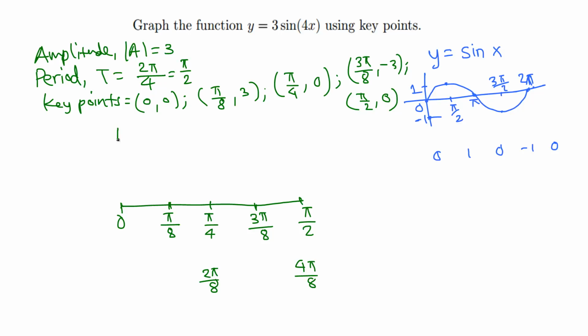Okay, so let's graph the function here now. Okay, this is a straight line. For 0, 0 is here, so for pi over 8 we have to go 3 up, 1, 2, 3. Okay, pi over 4, 0. 3 pi over 8, -3, so -1, -2, -3, and pi over 2, 0. So our graph looks like this.